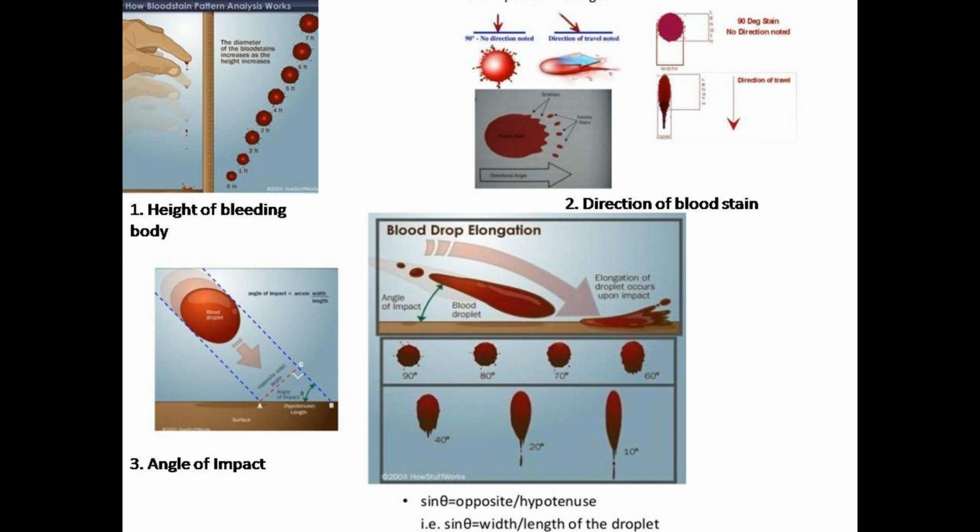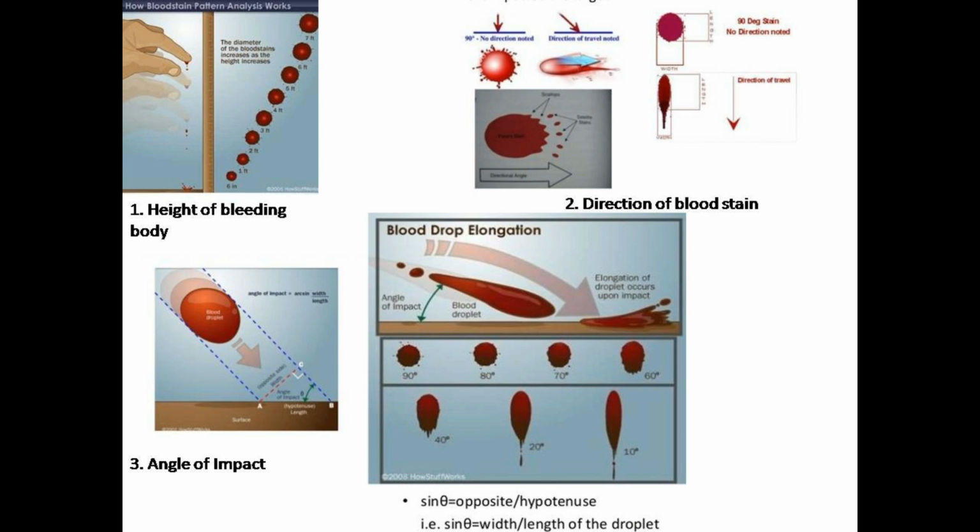The second thing is that it can also be used to understand the direction of the blood stain, because if the blood has come from a 90-degree angle, then the shape of the blood stain would be circular, and if it is asymmetrical, then the blood has not come from a 90-degree angle, so it has come from other angles. It has been shown here that with the change in angle, the shape of the blood stain also keeps on changing.